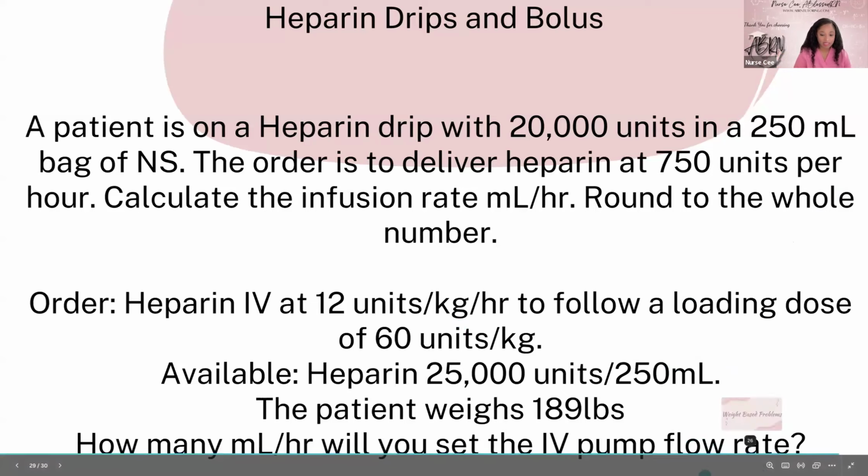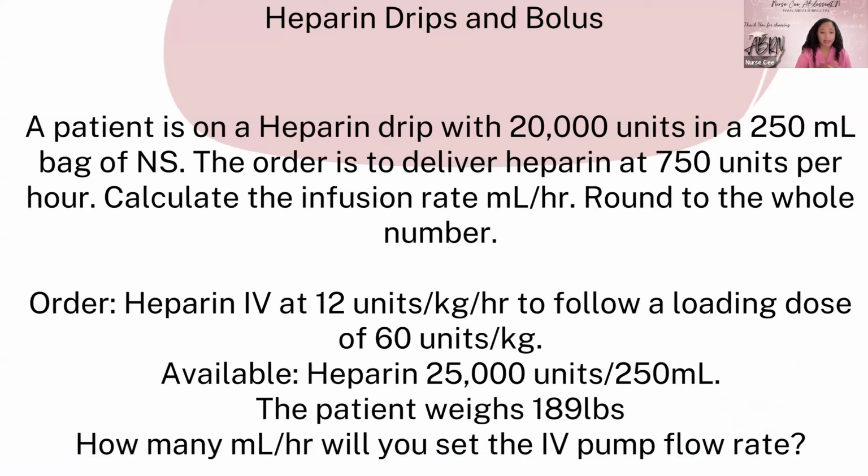So I'm going to do this problem at the bottom that shows you how to have a loading dose and then a continuous drip, because heparin has to have a starting point where it gets into the blood and starts working, and then that continuous drip is going to keep it at a level that is therapeutic for the patient, okay? So heparin IV at 12 units per kilogram per hour to follow a loading dose of 60 units per kilogram. Available is heparin 25,000 units in 250 milliliters. The patient weighs 189 pounds. How many milliliters per hour will you set the IV pump for the flow rate?